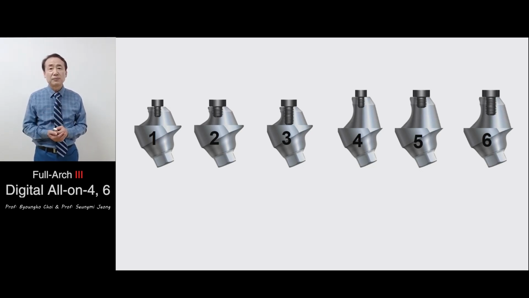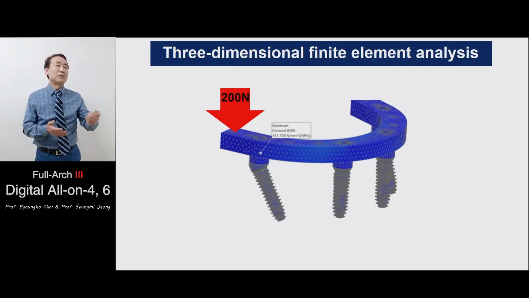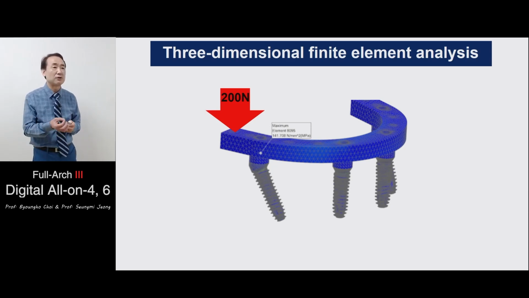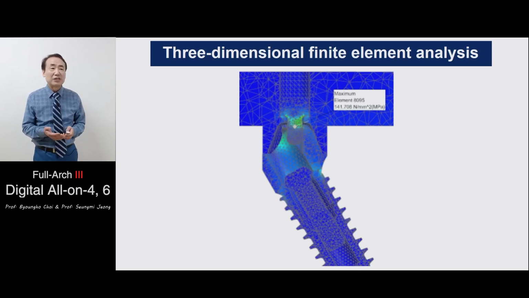Number 4 has a short and narrow screw and long abutment. Number 5 has a short, wide screw and long abutment. And number 6 has a long and wide screw and long abutment. We did a 3-dimensional finite element analysis. We applied a cantilever loading of 200 Newton centimeters in the molar region of the metal plate. And then we evaluated the stress distribution on the screw.